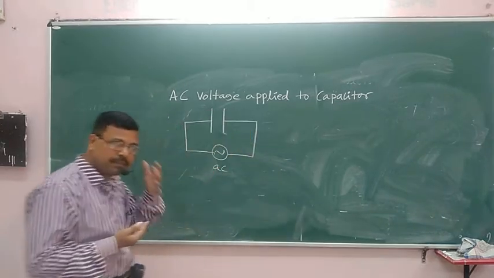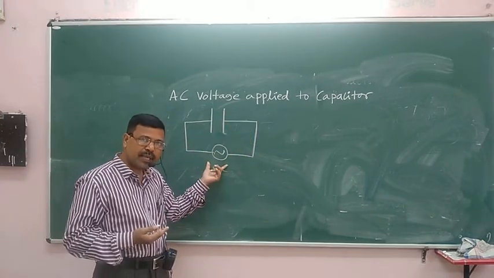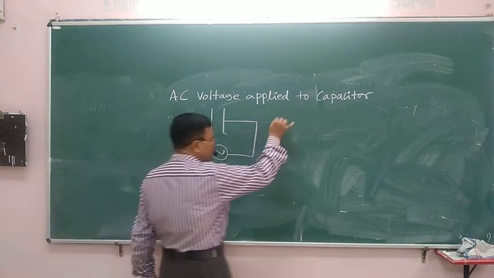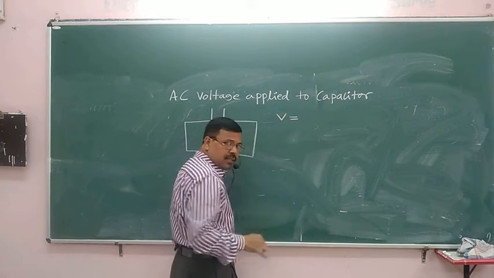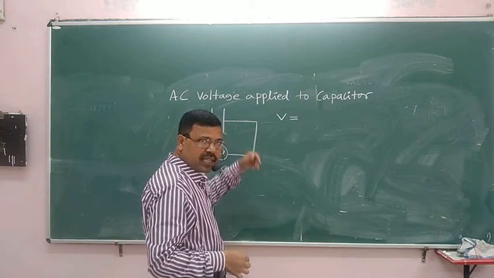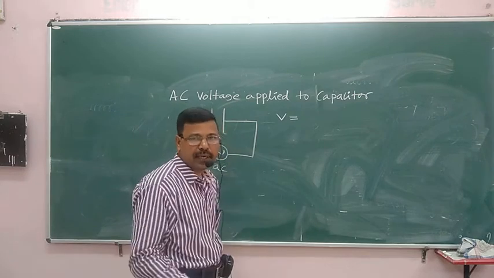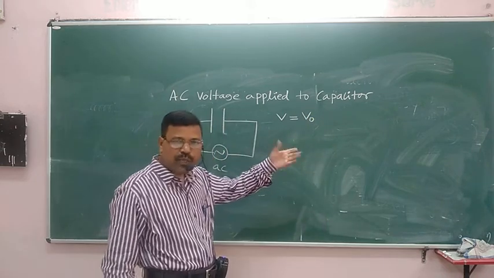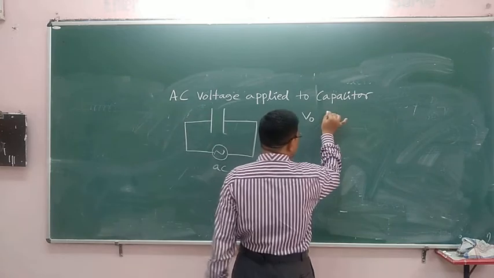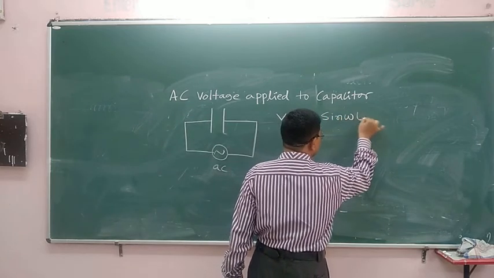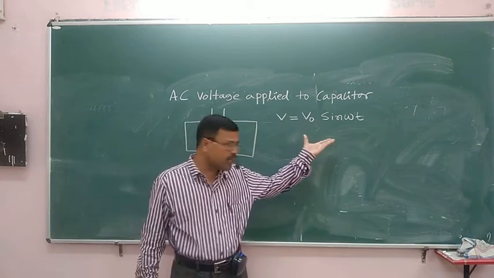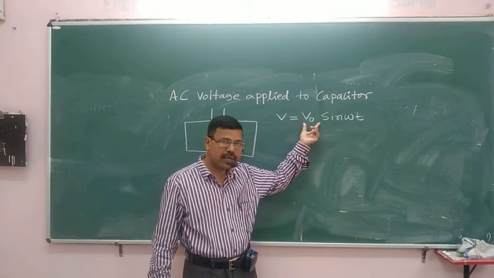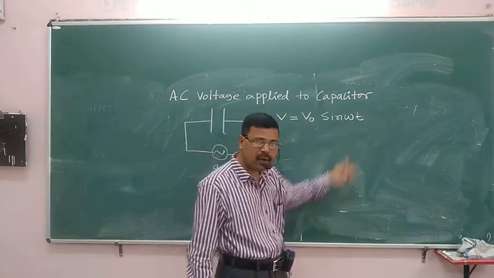Here is a capacitor, and this capacitor is connected to an AC source. The AC source provides AC voltage. The AC voltage is represented by V. V is known as the instantaneous voltage, the voltage at a particular moment. And V0 is the maximum voltage. So alternating voltage is represented mathematically as V equal to V0 sine omega t. V0 is the maximum voltage, omega is the angular frequency.